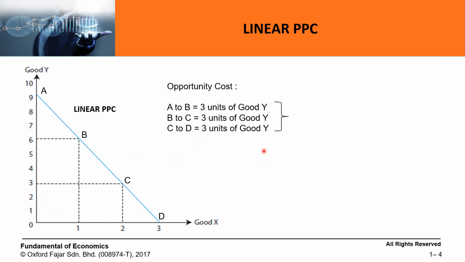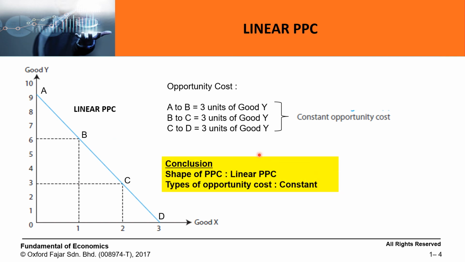So, untuk linear PPC, okay, opportunity cost yang kita akan dapati kat sini adalah constant opportunity cost. Maksudnya, okay, setiap kali pilihan kita berubah, kita perlu sacrifice quantity of good Y pada amounts ataupun pada kuantiti yang sama, yang konsisten, yang uniform, yang tidak berubah. Therefore, conclusions yang kita boleh katakan adalah, okay, when our graph is a linear PPC, so the opportunity cost will be a constant opportunity cost.